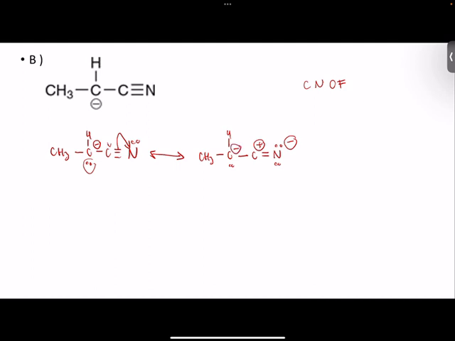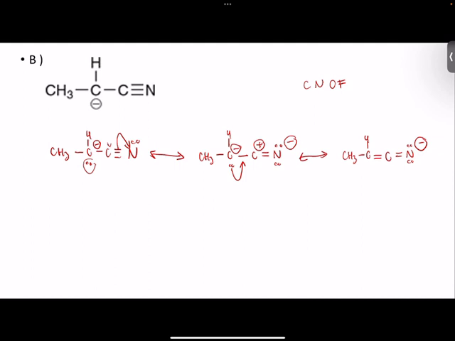So technically, what we can do now is move this lone pair and make a double bond in there. So we can do CH3, CH, double bond C. This one's full octet. Okay, perfect. So now we can look at all of them.